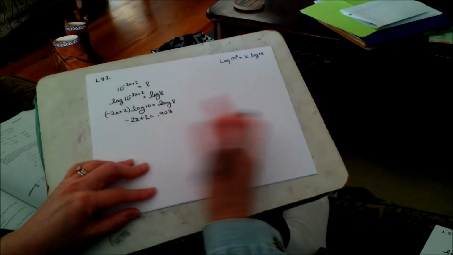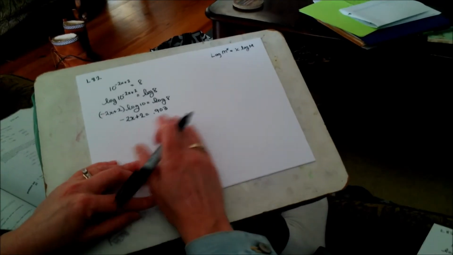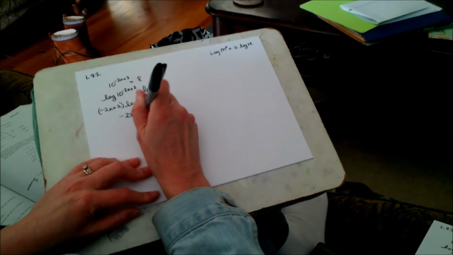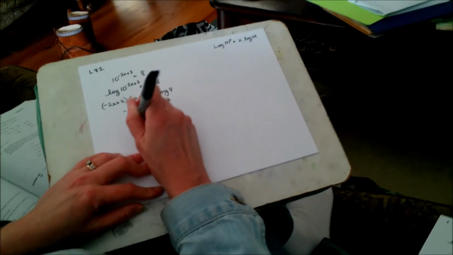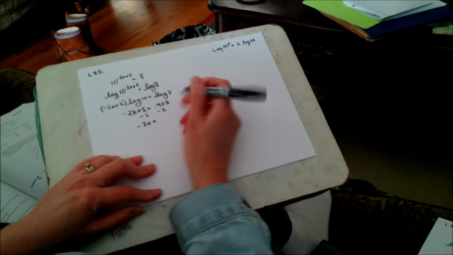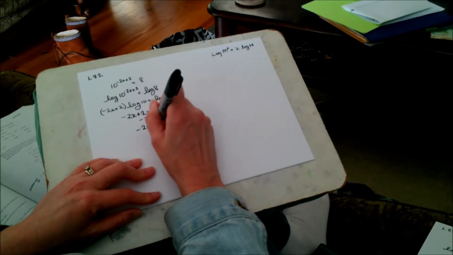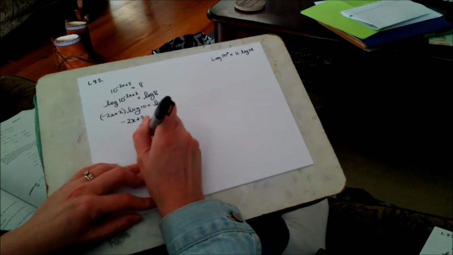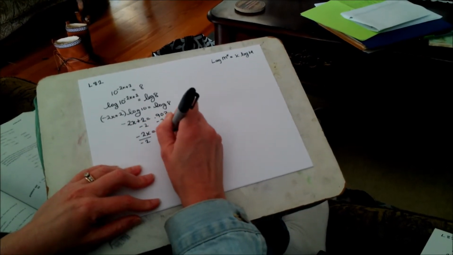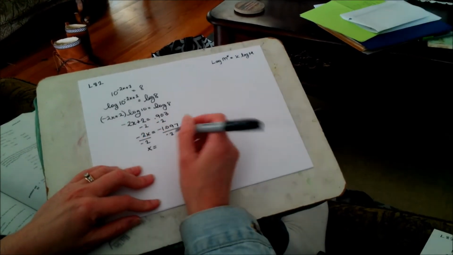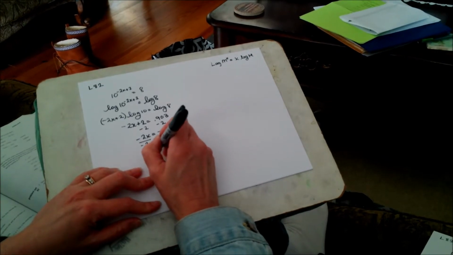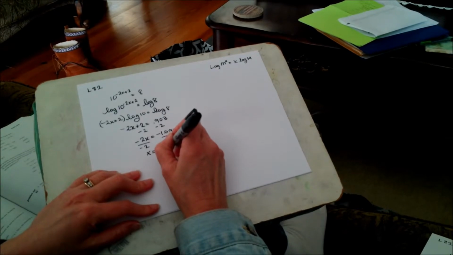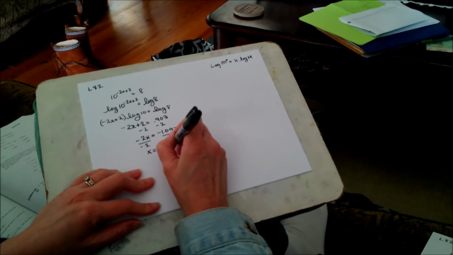So now we have a simple algebraic equation. We're going to solve for x, and we're going to do it by moving our 2 to the other side. So we get negative 2x is equal to negative 1.097. Divide both sides by negative 2, so x is going to be 0.549.